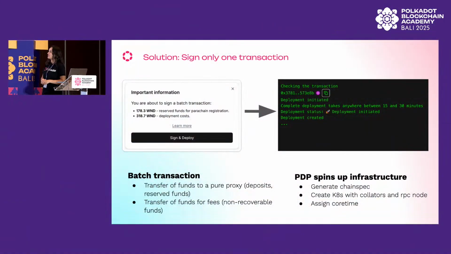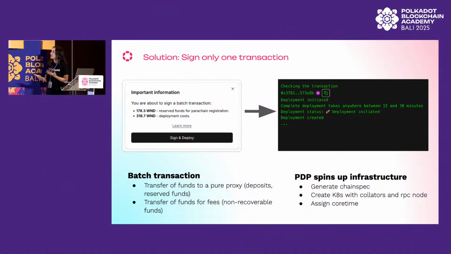Right, one of our main goals was to do the one-click deployment. We just wanted people to sign one transaction and not have to worry about anything else. And that's basically what we're doing. We're getting them to sign a batch transaction to transfer to 2 different addresses because there's 2 different types of fees that we need. And then after that, the deployment starts. Infrastructure is provisioned, chain spec is generated. We create a Kubernetes cluster with collators and all that stuff, and then we assign the core time.